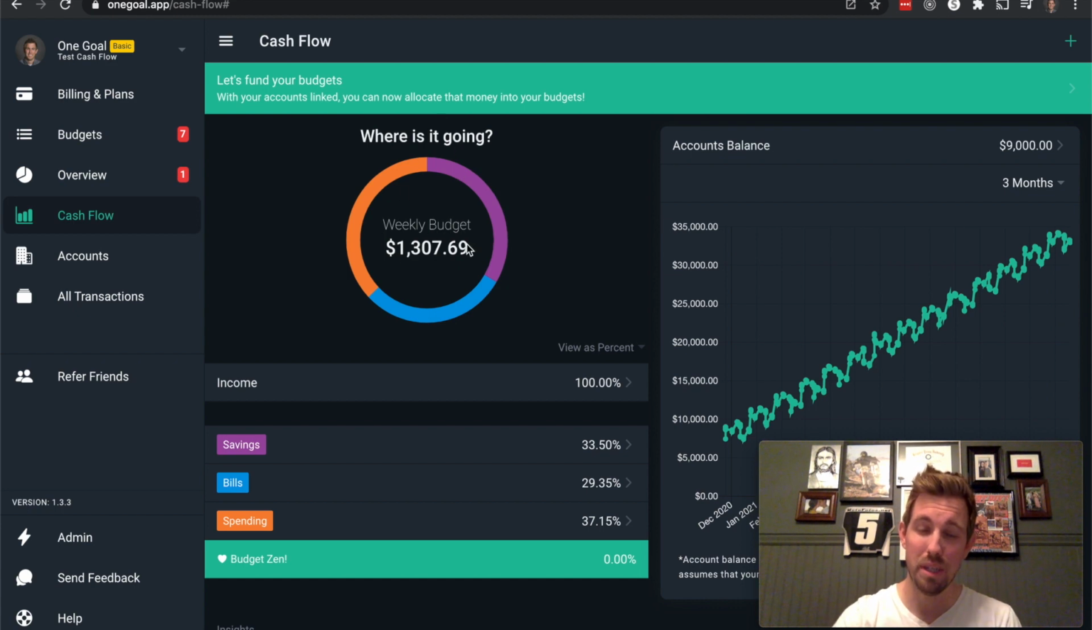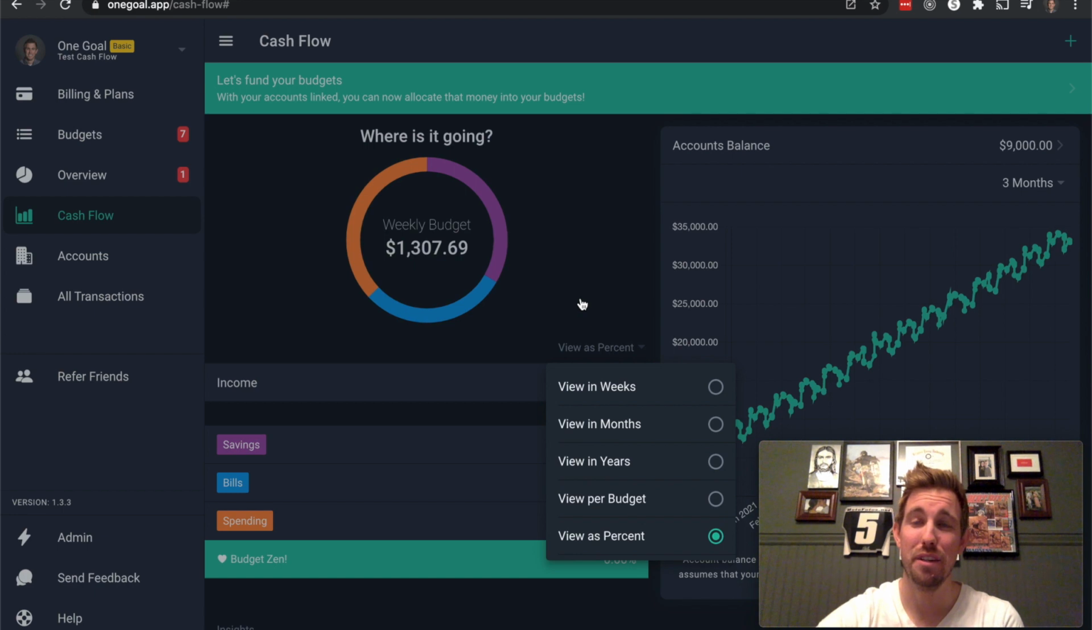No matter what you put in, whether it's monthly, bi-weekly, every 6 months, we're going to convert your income into a weekly amount. And then you can take that weekly amount and split it into savings, here represented as purple, bills represented as blue, and spending represented as orange.